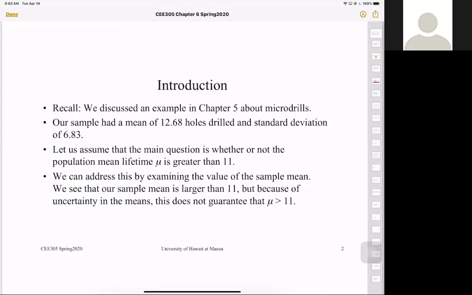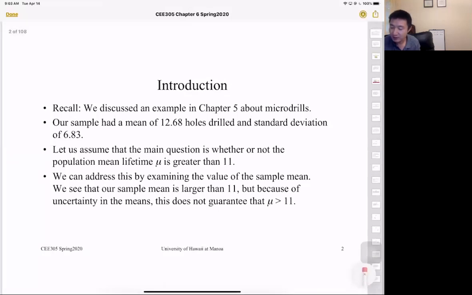Okay. Remember we discussed one of the examples in chapter 5 about the micro drills. In the micro drill example, we want to check how many holes a micro drill can drill before it fails. And we have several samples and get the sample mean of 12.68 holes, which means it can drill 12.68 holes on average for these samples before the drill fails. Okay, and also a standard deviation of 6.83.